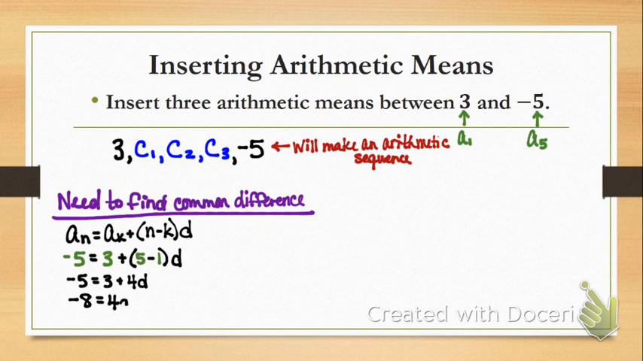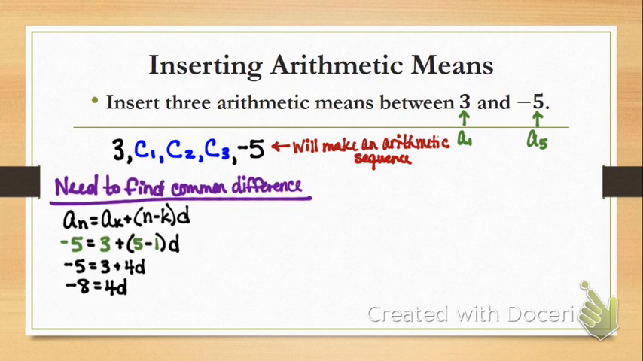Subtract 3 from both sides. Negative 8 is equal to 4 times the common difference. So what is the common difference here? Negative 2.